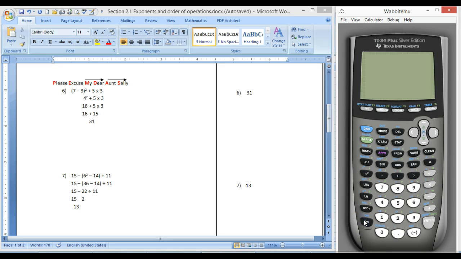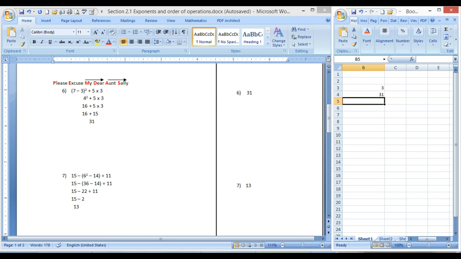Sometimes it takes a couple of times to get it to turn on. There we go. Okay, so I'm going to type it in 15 minus, here's the parenthesis, 6, and I can use my squared button here, or I can use the caret 2, and subtract 14, close the parenthesis, and then divide by 11. Yep, everything looks good. Press enter, and there's the answer.